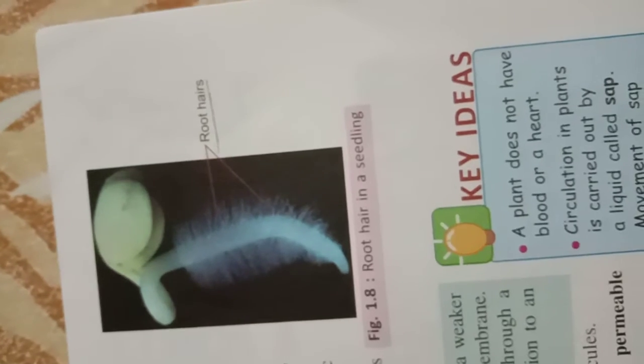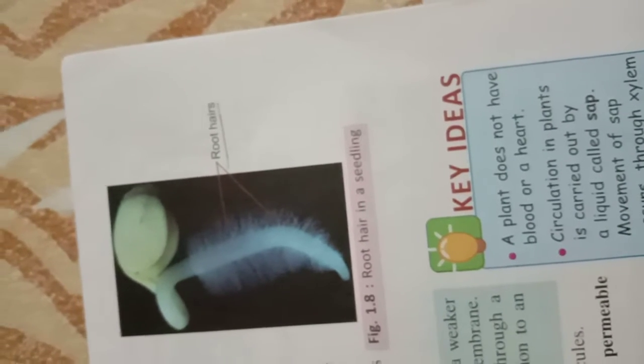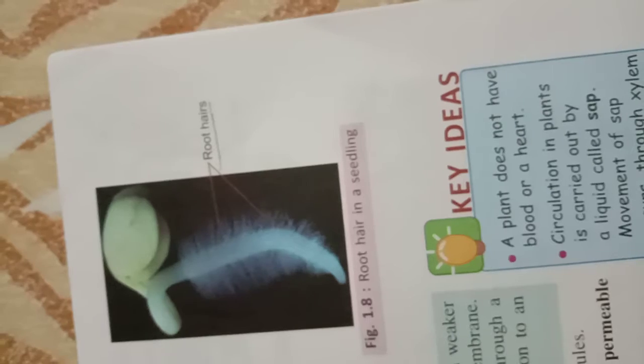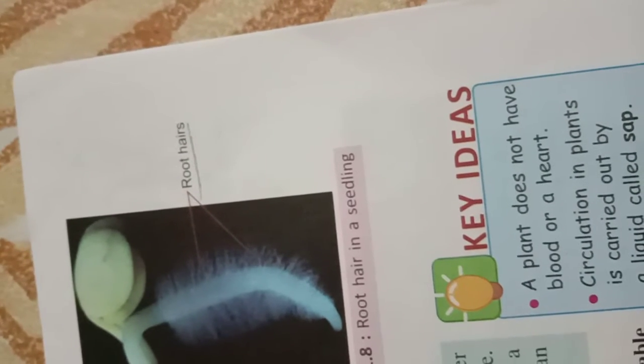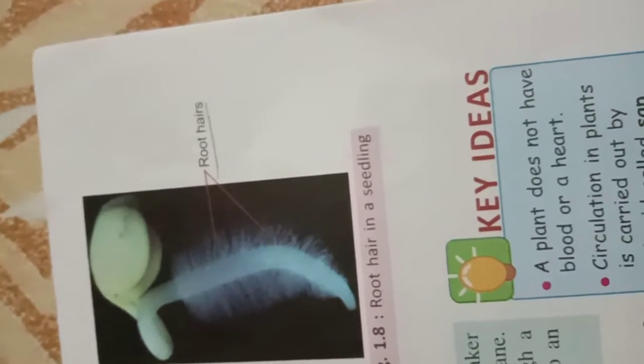Roots perform two major functions. They anchor the plant to the soil, means they fix the plant to the soil, that is one thing. Another thing is that they basically take up the water, mineral and salts, so they absorb water, minerals and salts. So basically they are responsible for the absorption of water and the fixation of the plant to the soil. So what is the structure of root here?